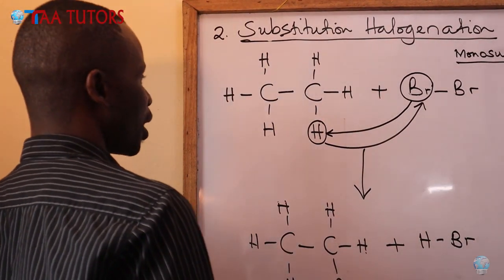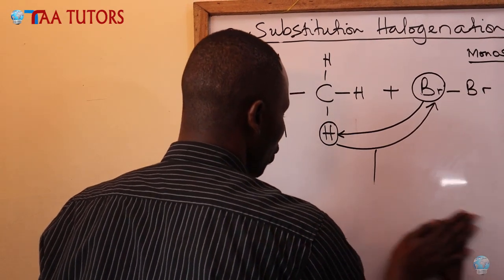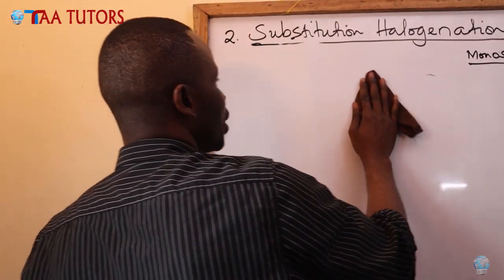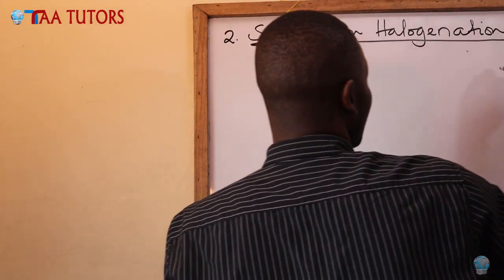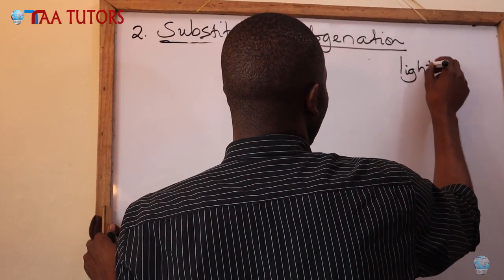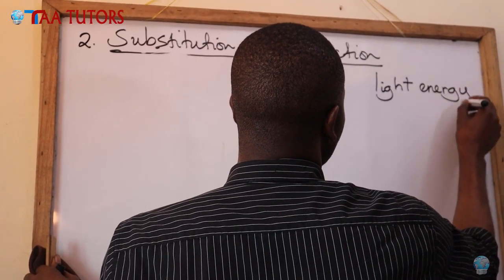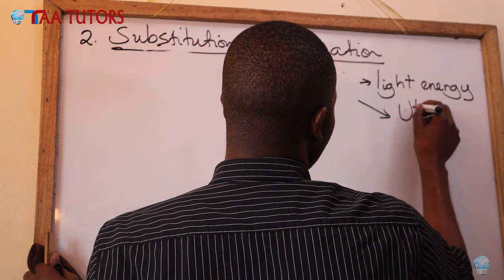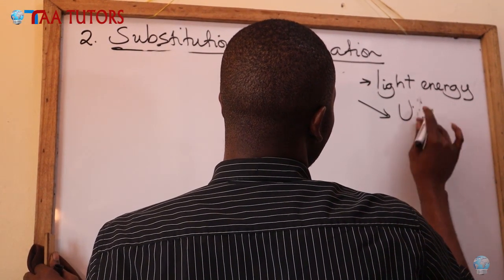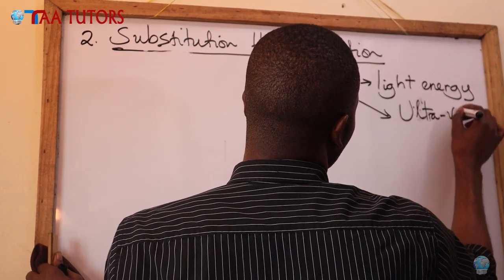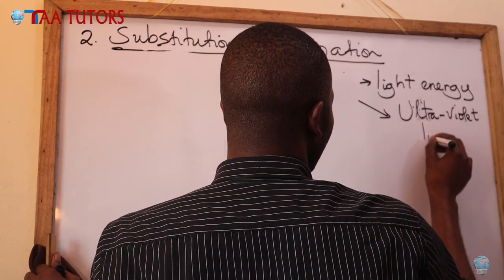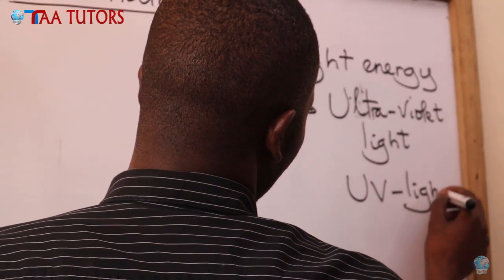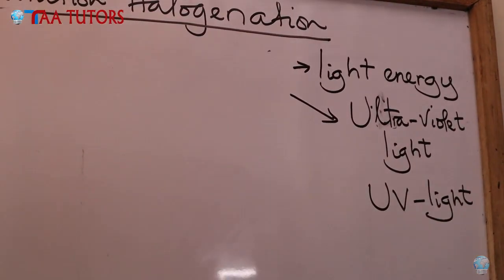Now, this substitution reaction must only occur when there is some energy, which we call here light energy. This light energy, we can simply get it from the sun. So we are going to call it UV light, ultraviolet light. In exam, you are allowed to write UV light from the sun. It means that this reaction will not occur in the dark.